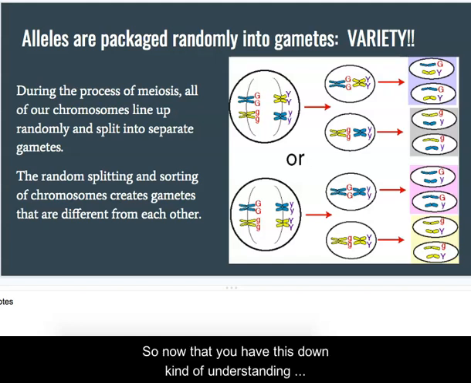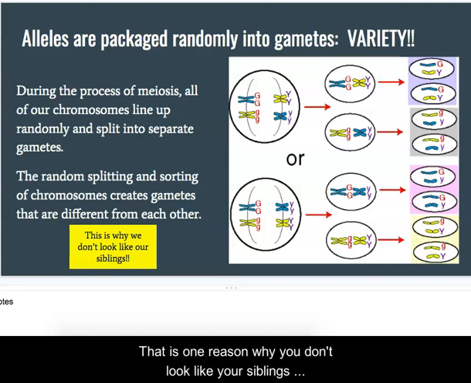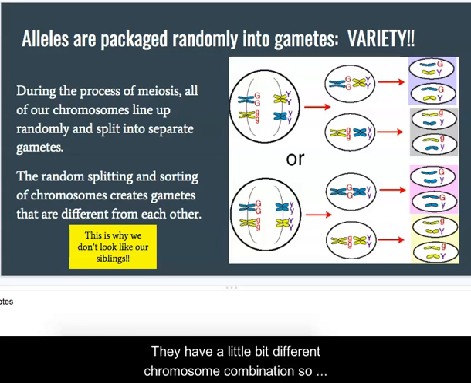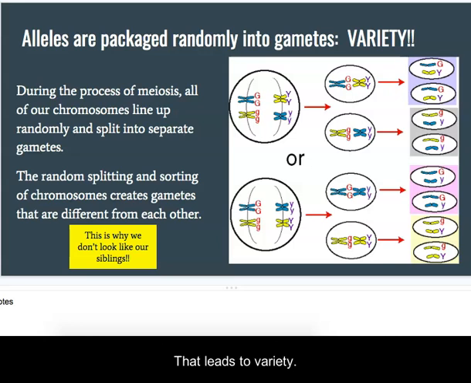Okay. So now that you have this down, understanding that all of the eggs and all of the sperm are going to look a little bit differently, that is one reason why you don't look like your siblings, because the sperm and egg that made you are different than the sperm and egg that made a sibling. Even though they're coming from the same people, they have a little bit different chromosome combinations. So when you put those different chromosome combinations together, then that leads to variety.